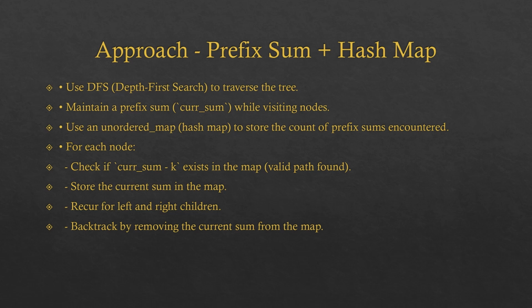At each node, we check if the difference between the current sum and k exists in the hash map, indicating a valid path. We store each prefix sum in an unordered map to efficiently track the frequency of sums encountered during the traversal. This approach ensures we capture all valid paths efficiently. After visiting a node, we backtrack by removing the current sum from the map.